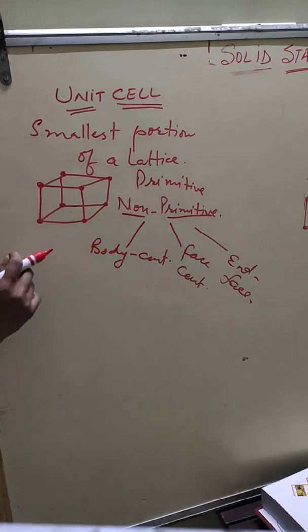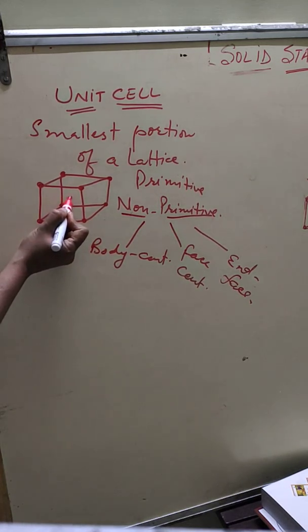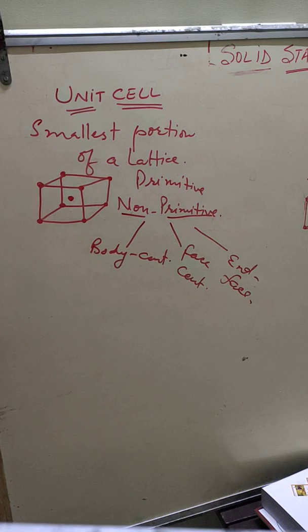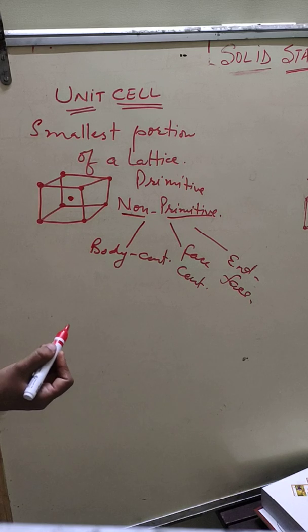Body centered means that the particles are present at the corners as well as at the center of the body of the unit cell. That is called a body-centered unit cell.